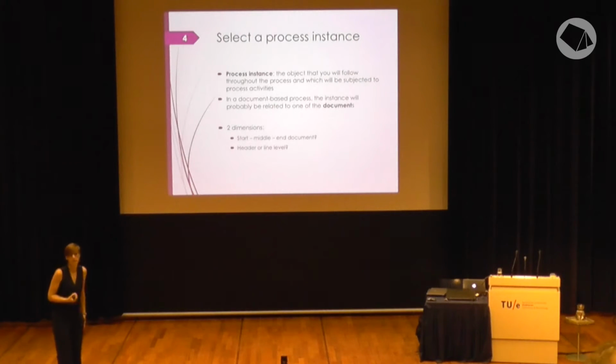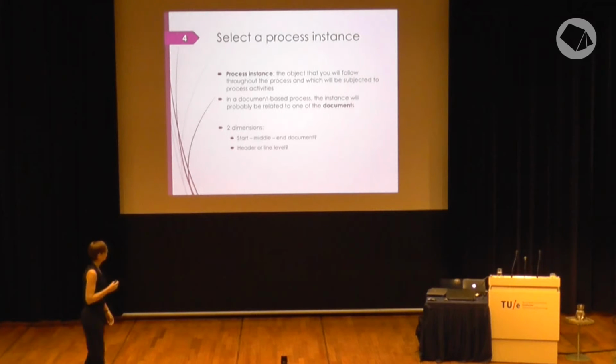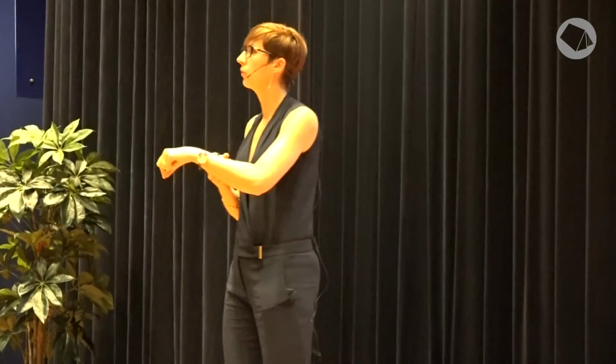This is the fourth step, to select our process instance. So the process instance is the ultimate object of what you will follow throughout your process. That's the thing that is very easily sometimes said, like the concept, yeah, we're going to follow purchases. Yeah, but once you need to pin that down, like, okay, what's a purchase? Is that a purchase order? Or is it an accounts payable? Or what is it? So that's where this step belongs.